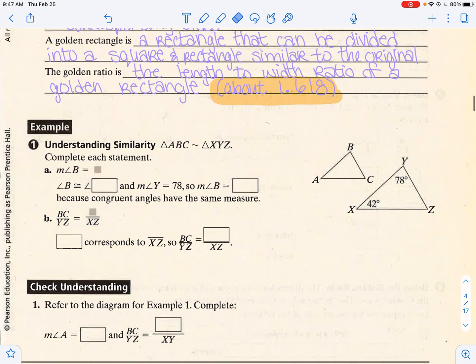First example, understanding similarity. So measure of angle B is equal to, we're trying to figure that out. Well, we know the measure of angle B has to be congruent to the measure of angle Y. Since the measure of angle Y is 78, the measure of angle B is also 78, because we know those two triangles are similar. Then we're trying to figure out BC over YZ is equal to something over XZ. AC corresponds to XZ, so BC over YZ is equal to AC over XZ.